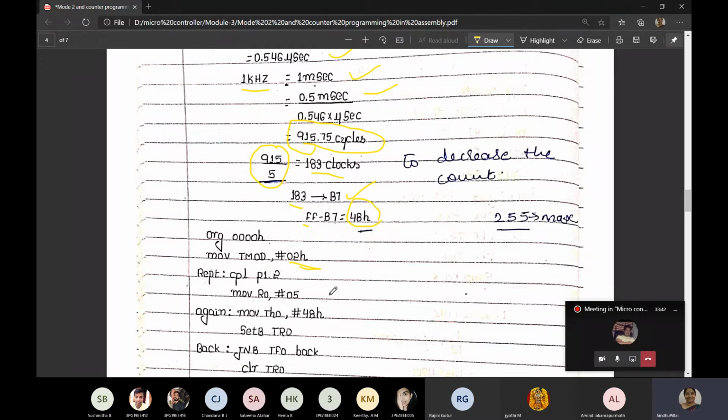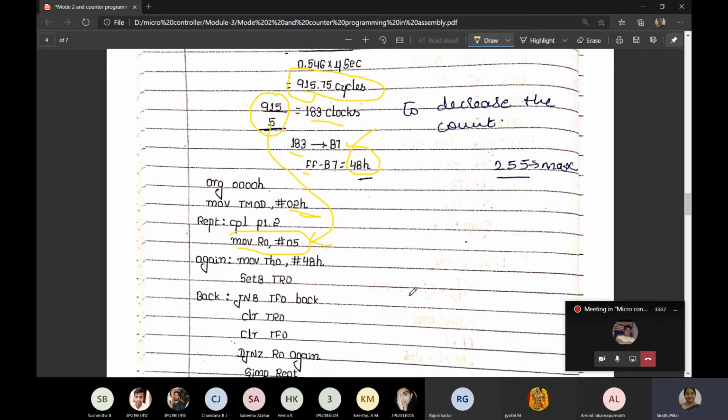Okay, so we have to generate a square wave. So complement P1.2, it will just be toggling. The important thing is this 5 is loaded to the R0 register. This 5 is from this divided by 5. It should do 5 times. Okay, that is written here. The 48H is loaded to TH0.